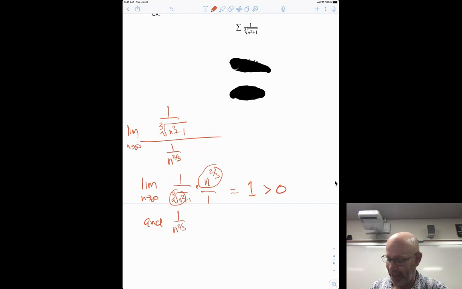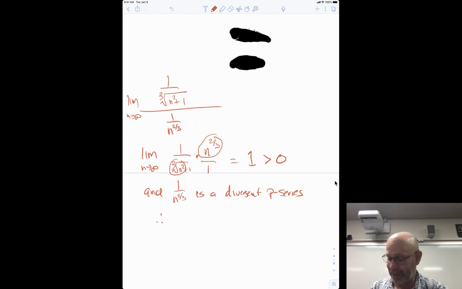This is a divergent p-series. So since I compared it to a divergent p-series, I can then say, and I got a limit, and remember the whole idea of the limit comparison test is that they're going to do the same thing. So therefore, 1 over the cube root of n squared plus 1 diverges by the limit comparison test.